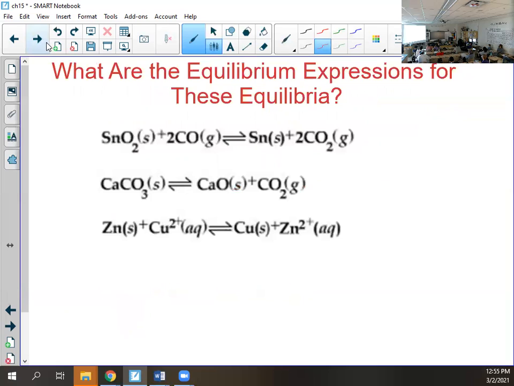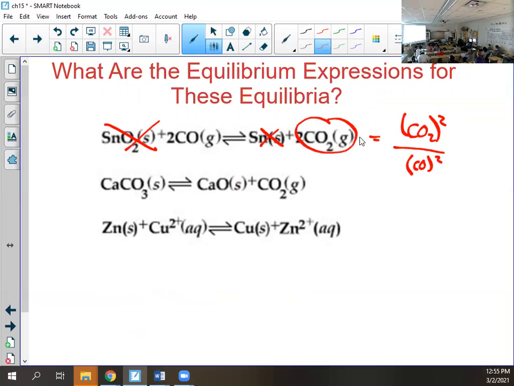Okay, this next slide is just some practice. So just quick, we don't have to do it, but solid, it'd be gone, right? So we'd end up with CO2 squared over CO squared. You with me? The only product that's a gas divided by the only reactant that was a gas. All right, this one, kids are like, this doesn't work. It only has this. Well, that's fine. It works. The Kc would just be CO2. So whatever that concentration was, that would be how we would find the equilibrium expression.